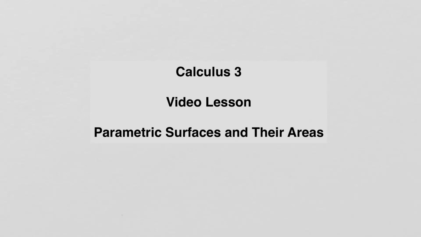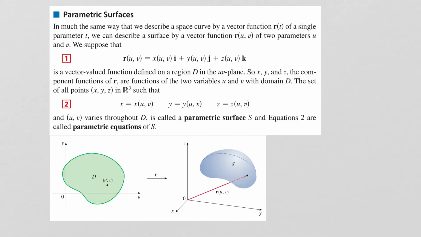Parametric surfaces and their areas. Recall that we described a space curve by a vector function of a single parameter t earlier in the course. When you use a single parameter, you get a simple space curve. When two parameters are used, you get a surface in space. These surfaces are called parametric surfaces.